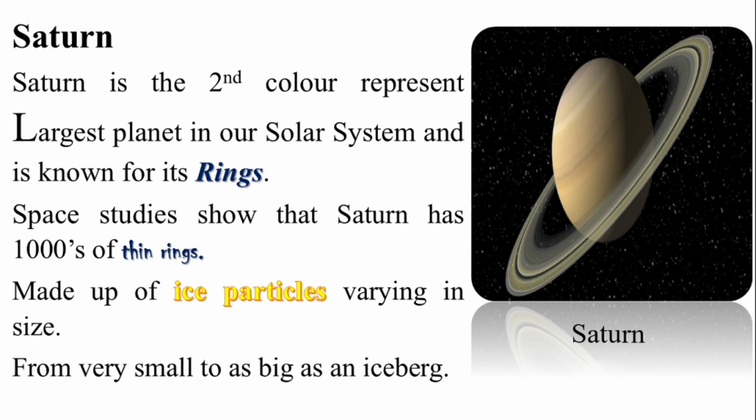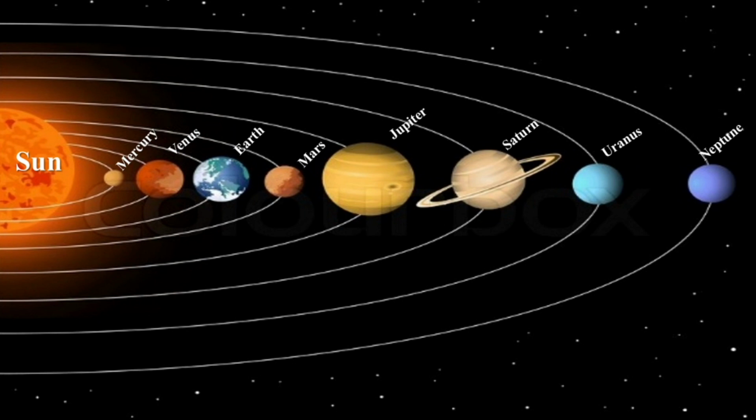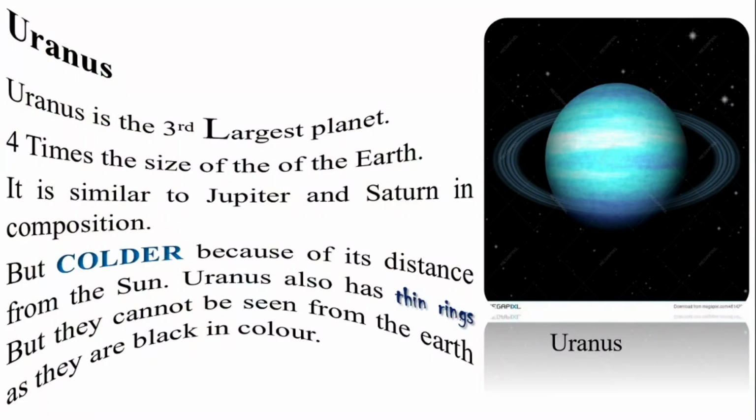So that is regarding Saturn. You can see the image of Saturn on the right. Next, we are moving to the seventh topic, that is Uranus. What do you mean by Uranus? Uranus is the third largest planet, four times the size of Earth. It is similar to Jupiter and Saturn in composition.